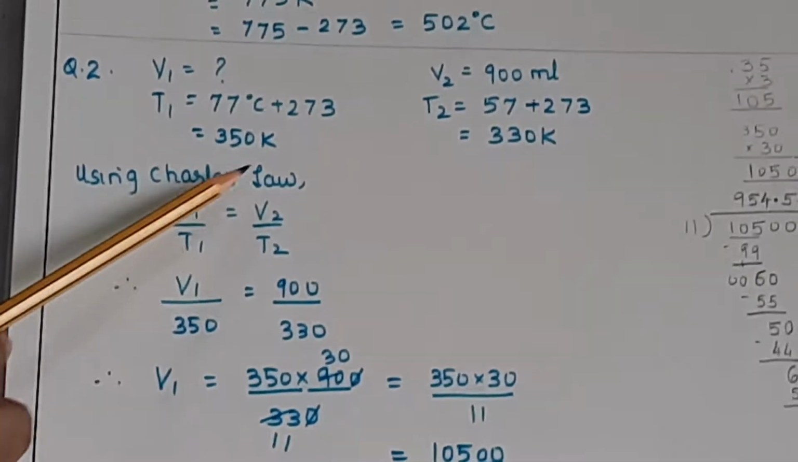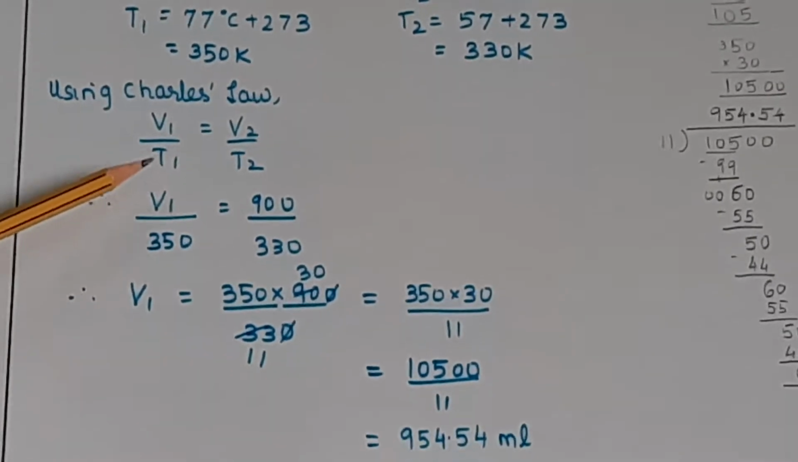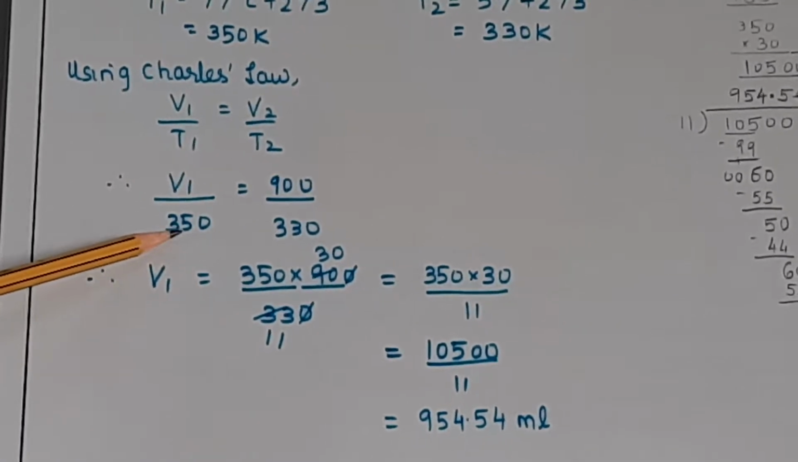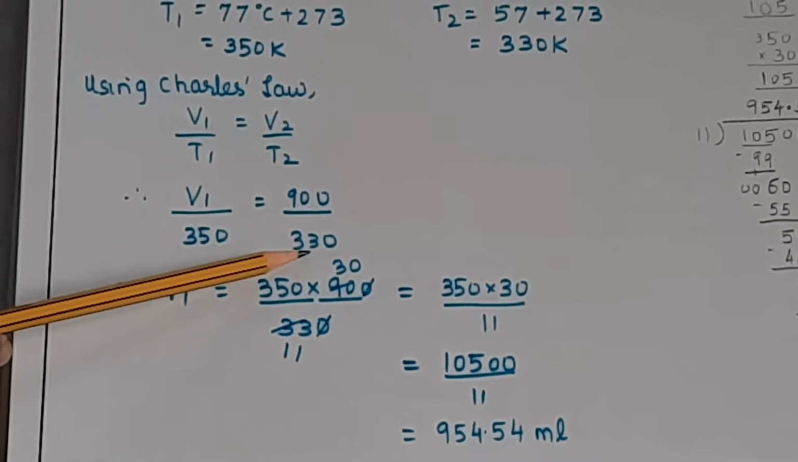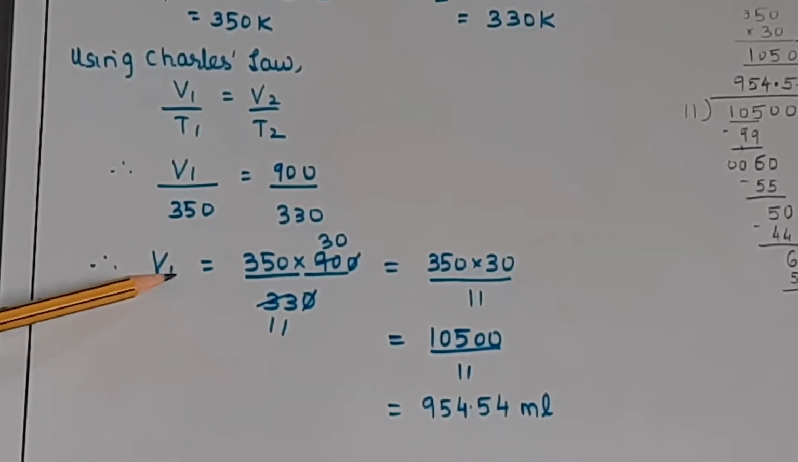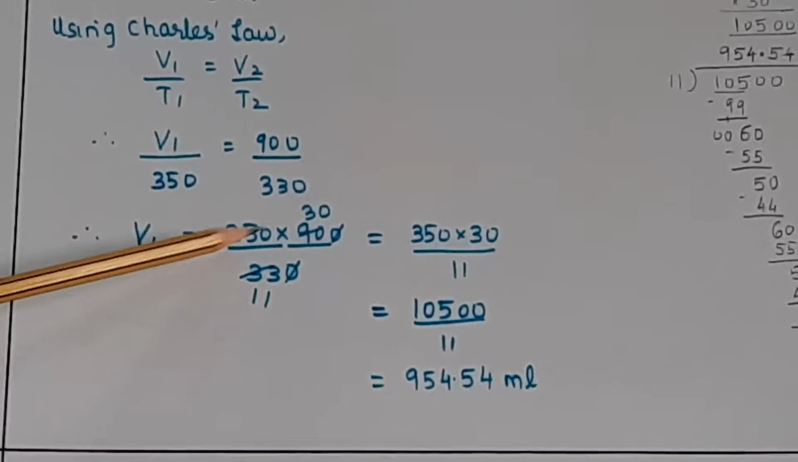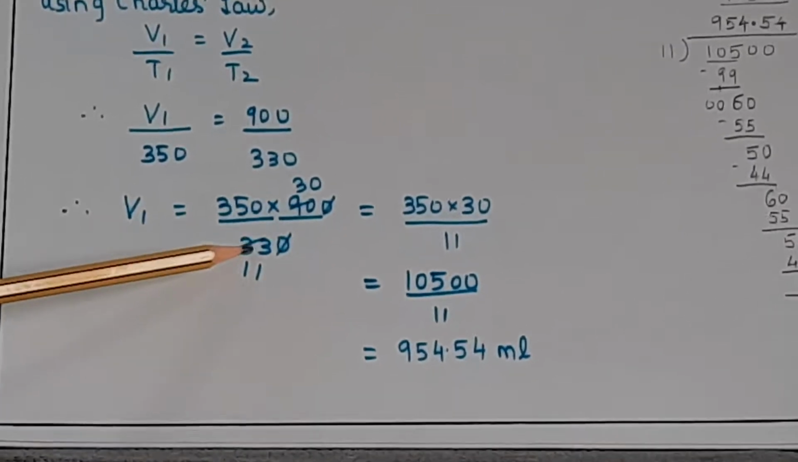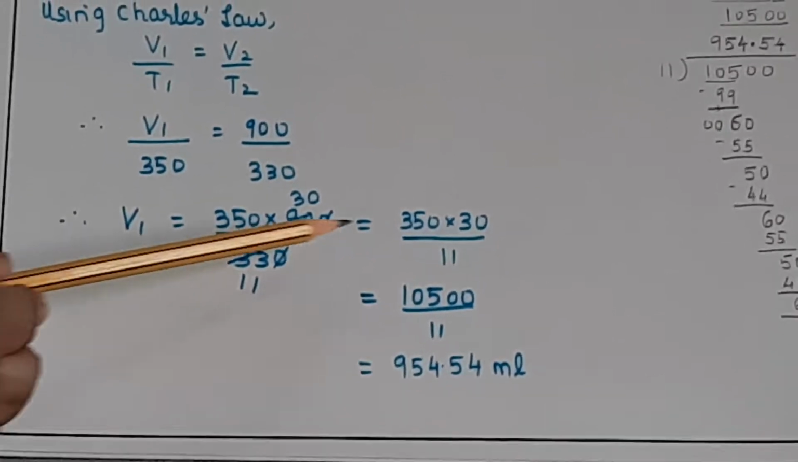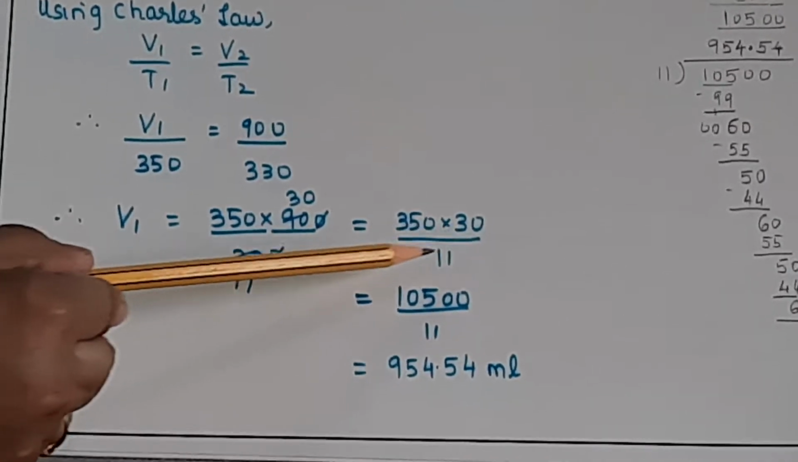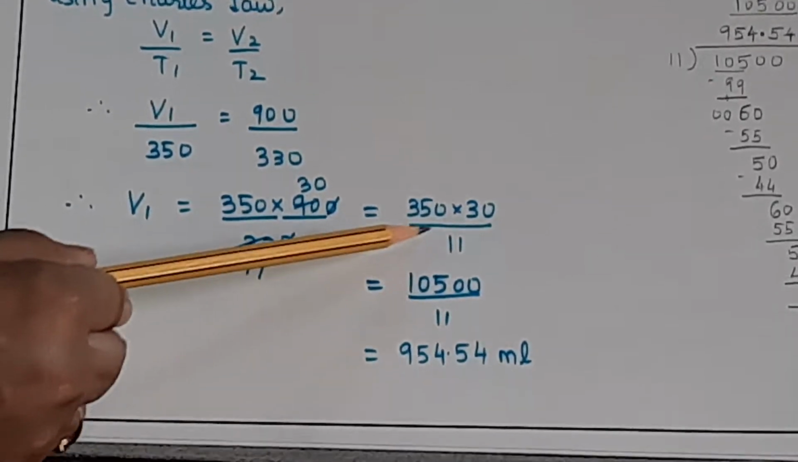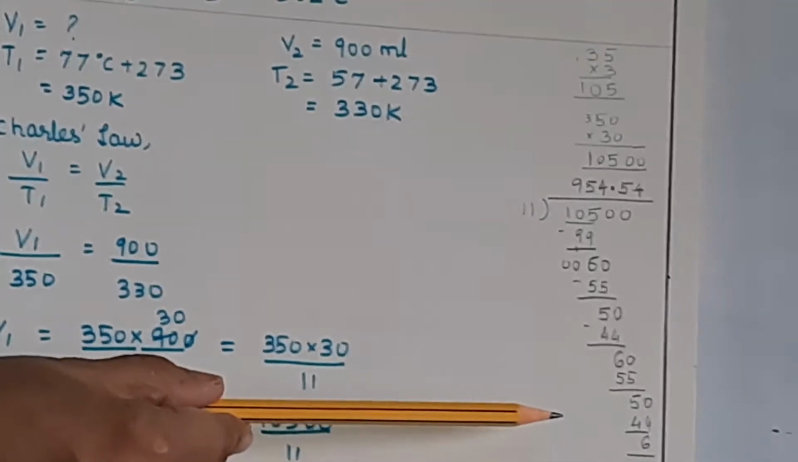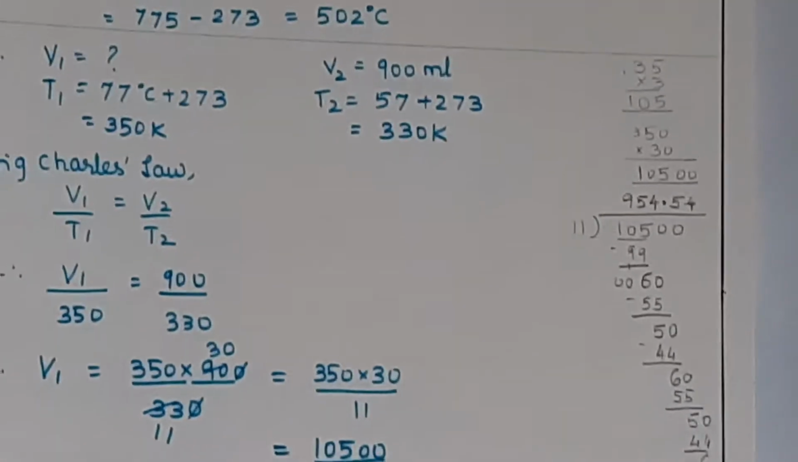Now substitute in the Charles' law equation. So V1/T1 = V2/T2. V1 we don't know, upon 350 is equal to 900 upon 330. Now just cross multiply. So 350 into 900 upon 330. Here I have cancelled by 3. Now ultimately you will get 350 into 30 upon 11. So you multiply and then divide by 11 and show your working here on the right hand side. Okay, so we will move to the next part now.